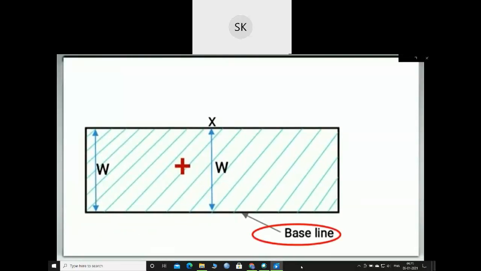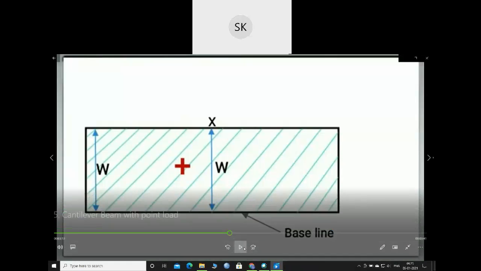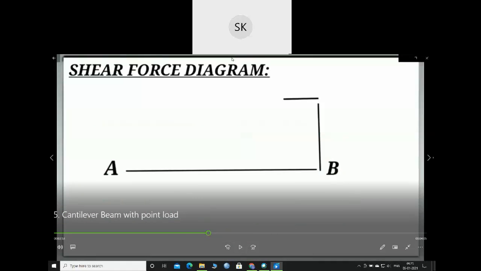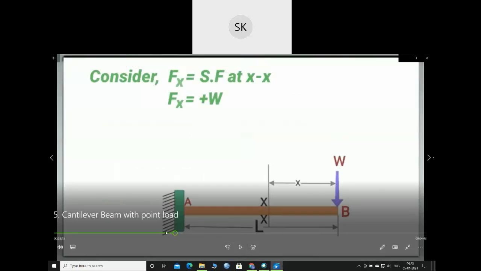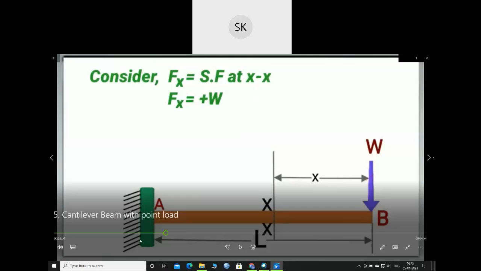This is the baseline, and since the shear force is positive, it is drawn upward. So if you see the shear force diagram, they considered a section XX at a distance of x from the free end. Now, how much is the shear force at this section? Only this upward force W. They have considered the upward force as positive, so it will be positive W.